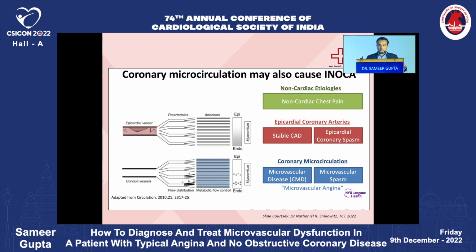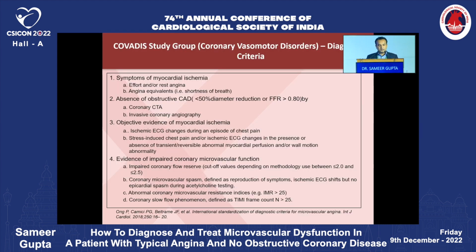Now, when you have issues in the epicardial coronary arteries, you can have stable coronary artery disease, right? That's what we typically see. The ORBITA trial and all the other trials we talked about concern the epicardial stenosis. You can have epicardial coronary spasm. But spasm is a temporary thing. And then when you go into the microcirculation, you can have microvascular disease or you can have microvascular spasm. That's the usual two pathologies that we see in patients with microvascular disease.